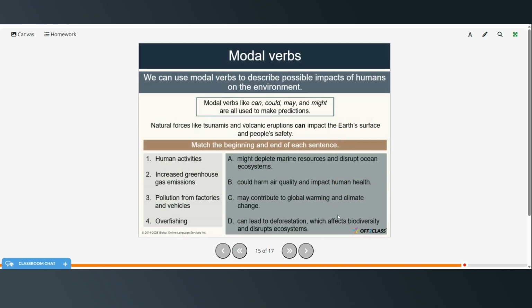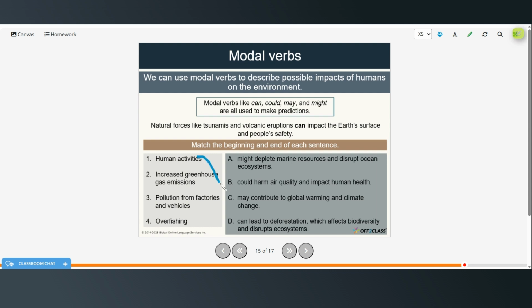All right, now we'll talk about modal verbs. We can use modal verbs to describe possible impacts of humans on the environment. Modal verbs like can, could, may, and might are all used to make predictions. Natural forces like tsunamis and volcanic eruptions can impact the Earth's surface and people's safety. So you're going to match the beginning and the end of each sentence.